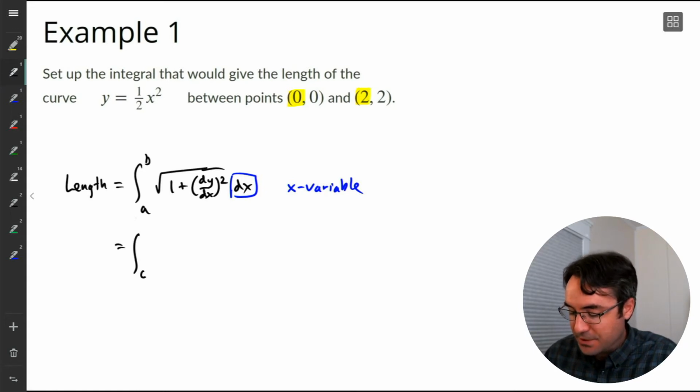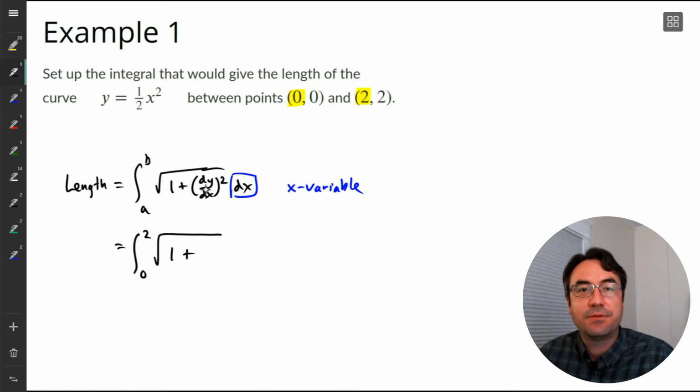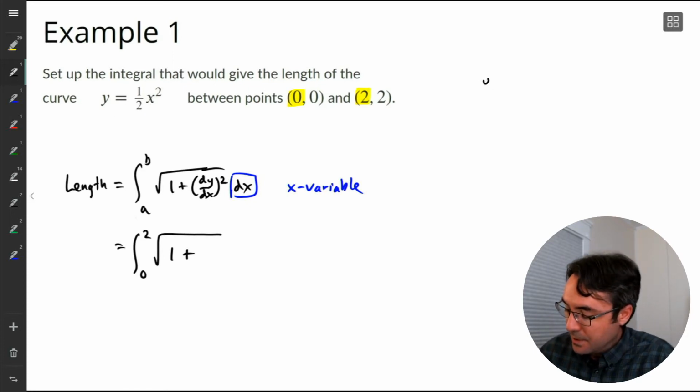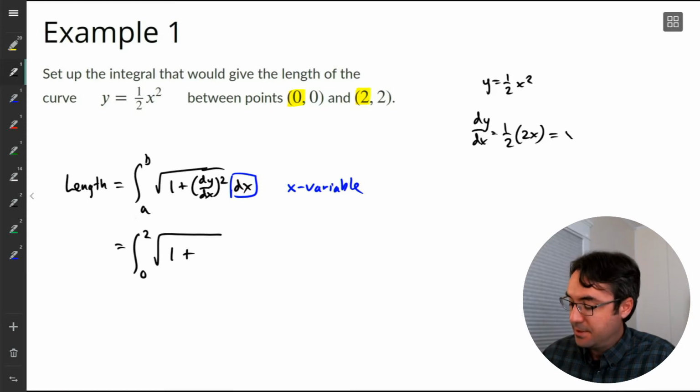All right, so let's set this up. It's going to be the integral from 0 to 2, the square root of 1 plus, and let's just calculate our derivative. So what is the derivative here? Well, if y is 1/2 x squared, the derivative, dy/dx, is going to be 1/2 times 2x. So just doing power rule on that x squared, you can probably just do this in your head. Simplifies to just x. So let's fill that in here. So it'll be the derivative dy/dx squared. So we're going to end up with an x squared here.